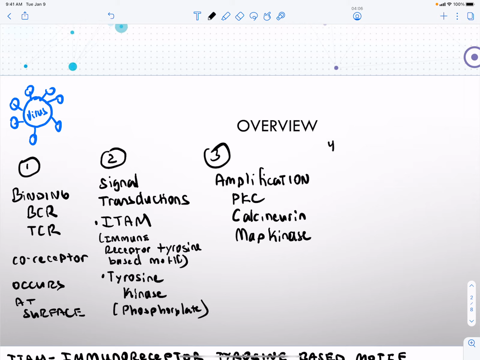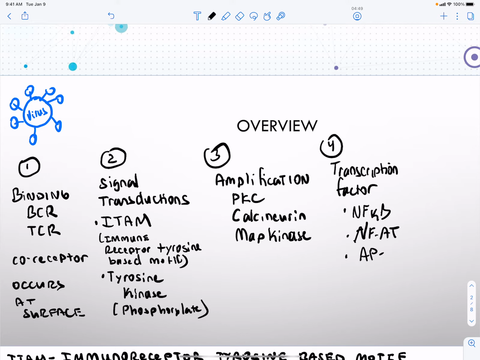And then all of this is going to end on transcription factors. And the transcription factors for our lymphocytes are nuclear factor, or NF, kappa B. B is for beta. We also have NFAT, nuclear factor of activated T cells. So nuclear factor kappa B, nuclear factor of activated T cells. And we also have a third transcription factor, which is AP1, activator protein 1.